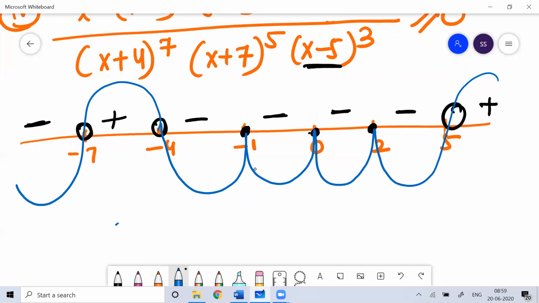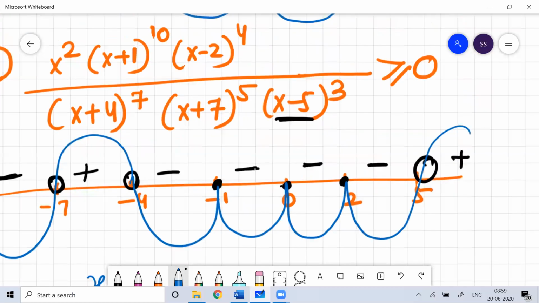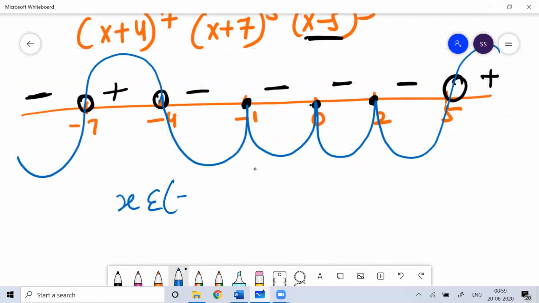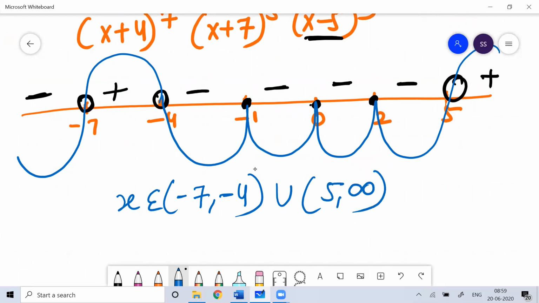Okay. Now for the value of x, positive or negative, greater than or equal to, that would be from minus 7 to minus 4. Then greater than or equal to, it will be from positive 5 to infinity. And now the values like minus 1, 0 and 2 should be the part of the solution. So this will be your answer. Fine. So very good question.